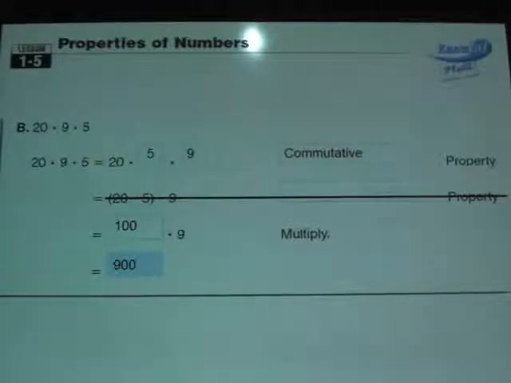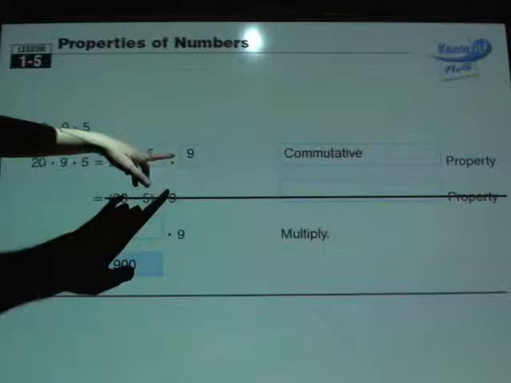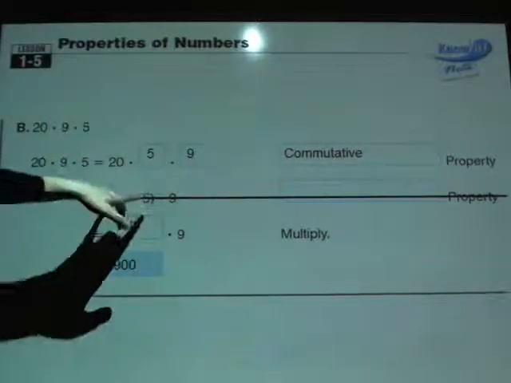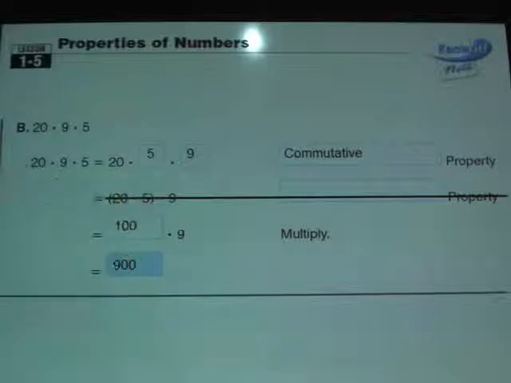However, if I invert the 9 and the 5, notice now the problem says 20 times 5 times 9. And again, that was done with the commutative property. Now what they've done here, the line that's crossed out, is they've inserted parentheses to force you to do the 20 times 5 first. That's unnecessary because, as you know, multiplication is going to force us to go left to right anyway by the order of operations. So that's why we've crossed that line out.